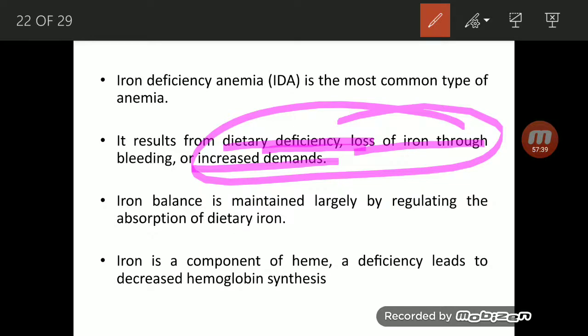Okay, so normally your source of iron is also again from your food. Food is your main source. So iron balance is maintained largely by regulating your absorption of dietary iron. Also, your iron is generally recycled in your body. So it is not only through your diet but also through recycling of iron that takes place in your body itself. Iron is the main component of your heme. We already told you, at the heme center there is an atom of iron. So if you have less iron, there will be decreased hemoglobin synthesis.